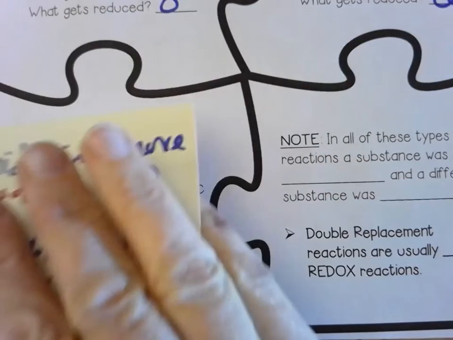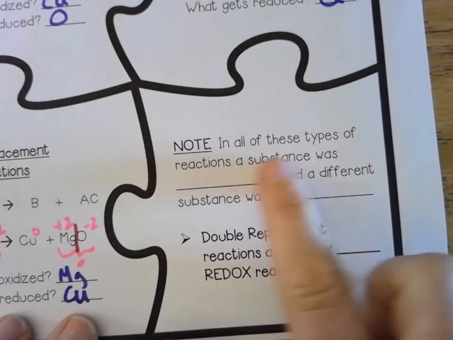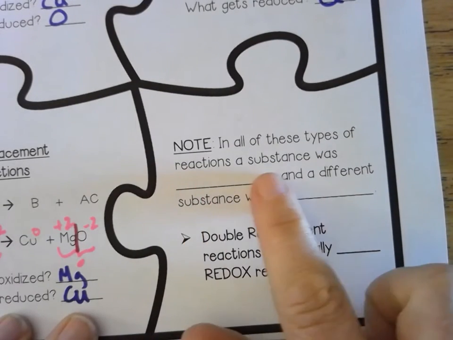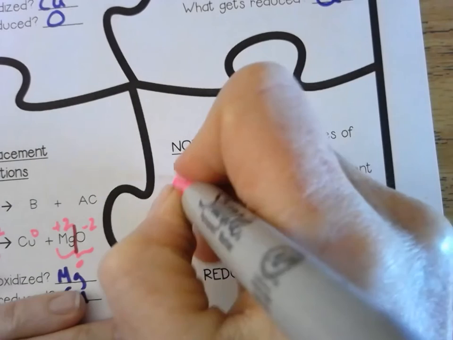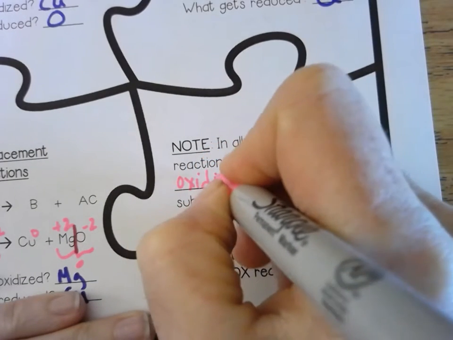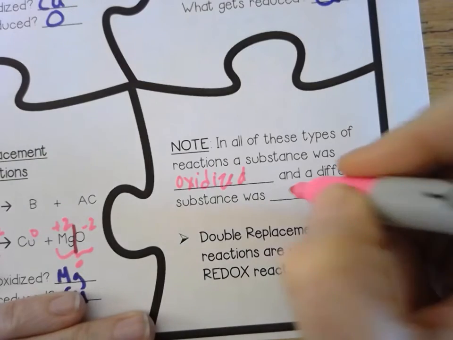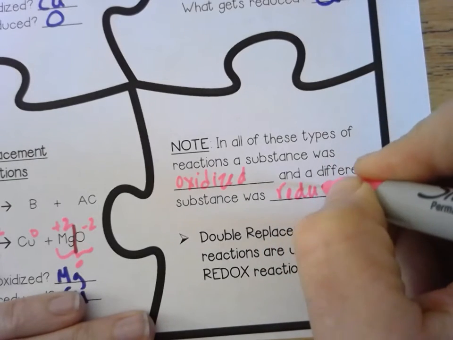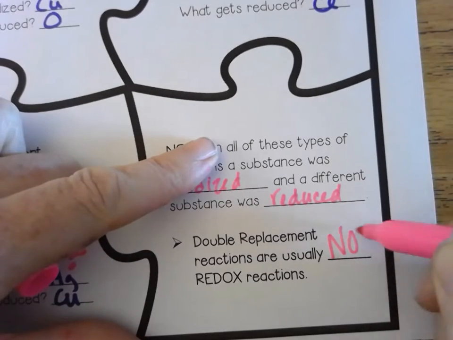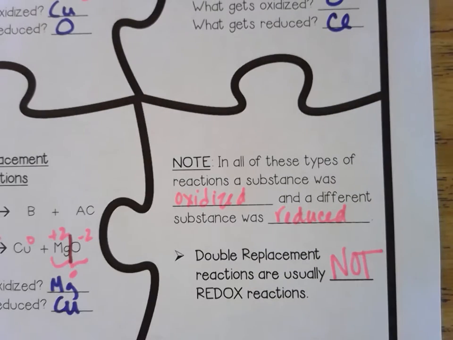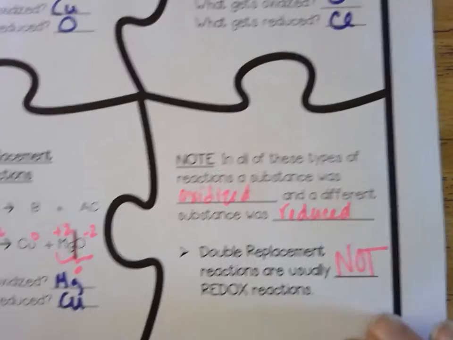Note, in all of these types of reactions, a substance was oxidized and a different substance was reduced. Double replacement reactions are usually not redox reactions, but everything else is, including combustion.